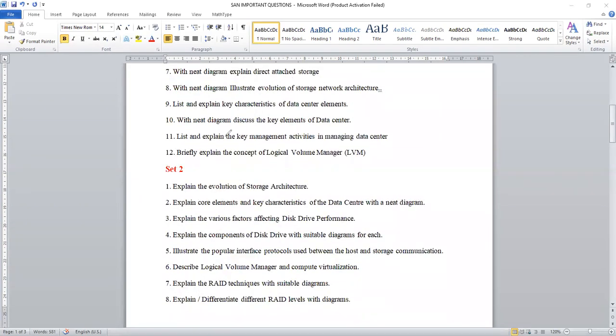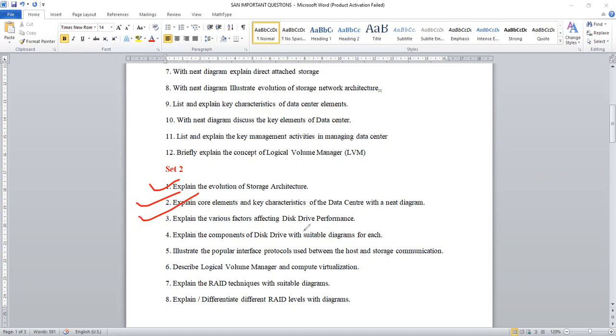There are a few more supplementary questions, like explain the evolution of storage architecture, explain the core elements and key characteristics of a data center with a neat diagram. All are theory based questions only. Whenever you are explaining the architecture, mention the pin details, all those things. And the flow should be correct. The direction, everything should be correct.